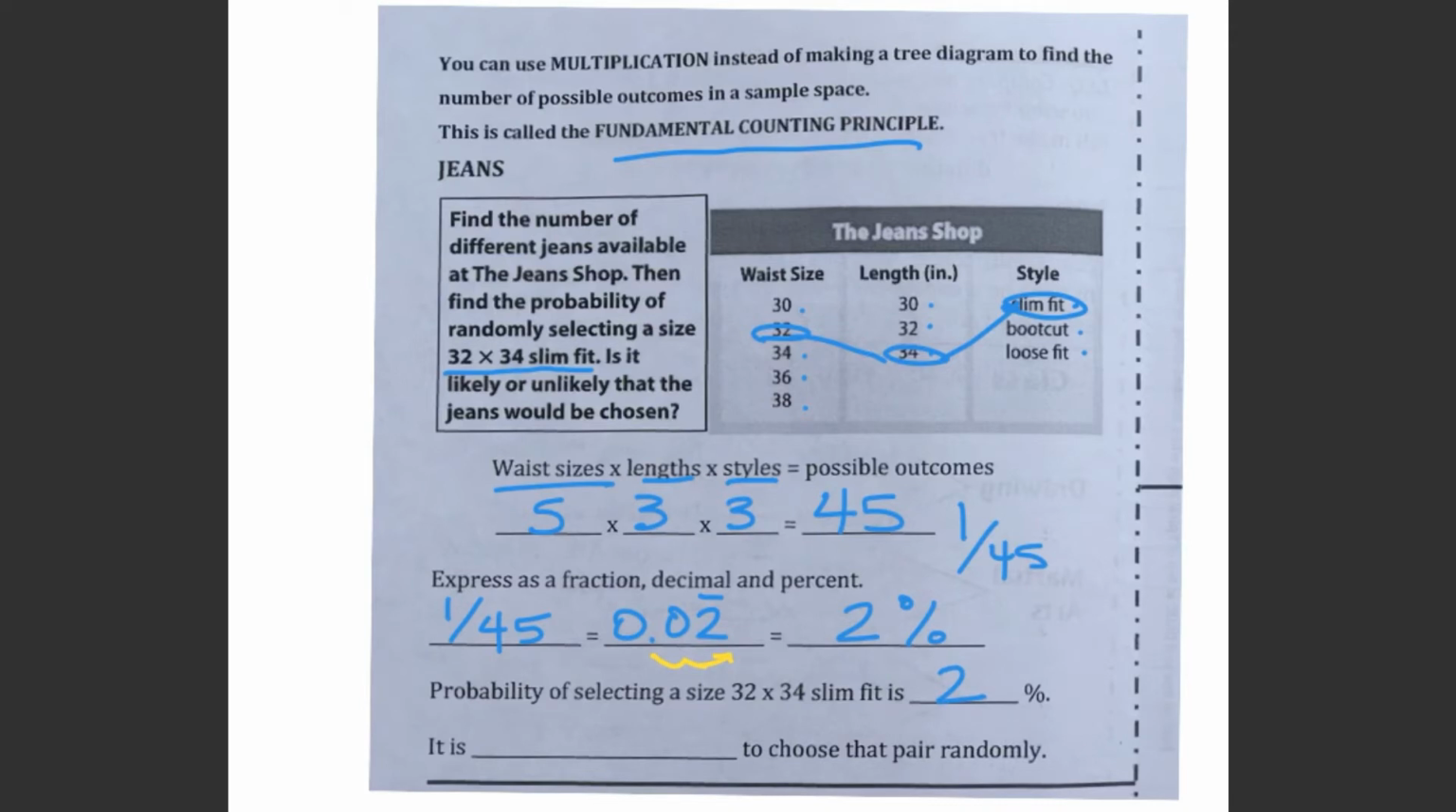So is it likely or unlikely? Well, 2% is really highly unlikely. It's unlikely we're going to choose this one specific pair of jeans at random.